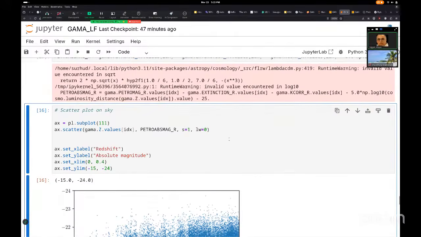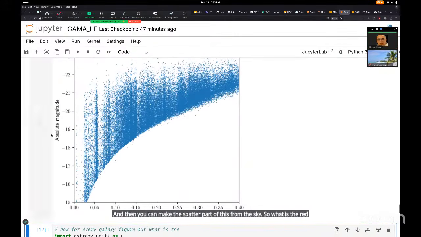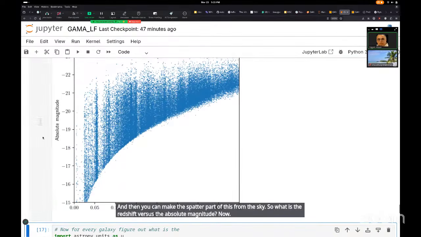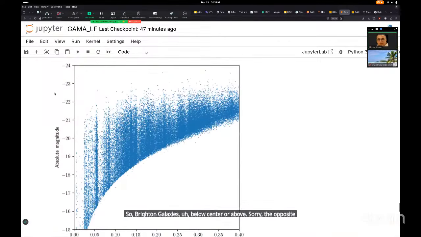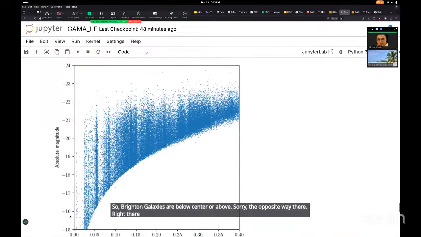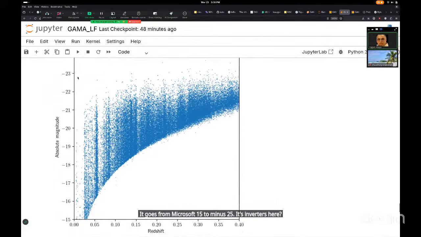And then you can make a scatter plot of this. So what is the redshift versus the absolute magnitude? Now remember, this absolute magnitude is giving you the luminosity of galaxies. So brighter galaxies are below, fainter are above. Sorry, the opposite way here. Brighter are above, fainter are below. So that's why I've inverted the scale here. It goes from minus 15 to minus 22. It's an inverted scale. And now you can see the fainter galaxies are missing, and only brighter galaxies are seen.